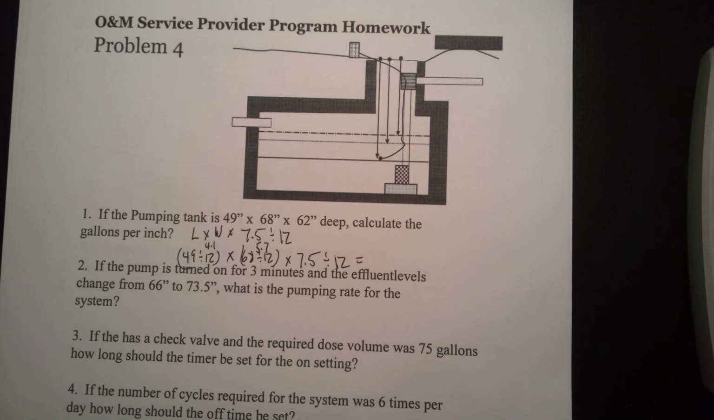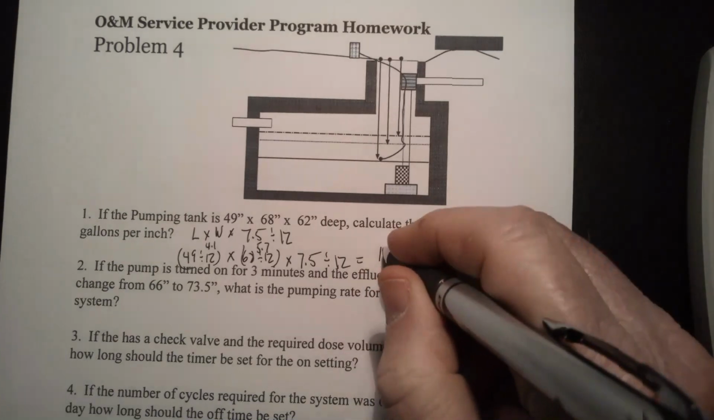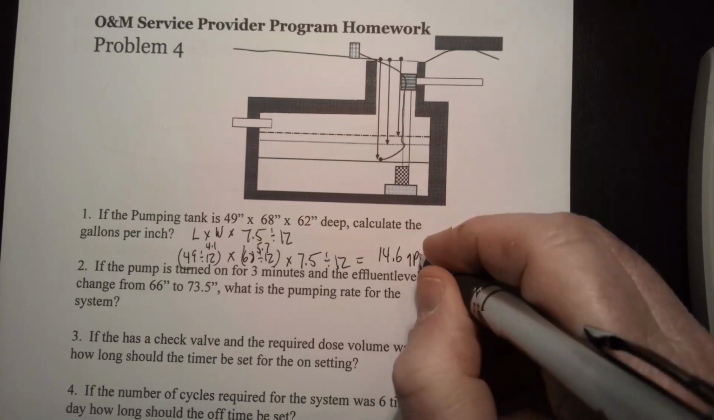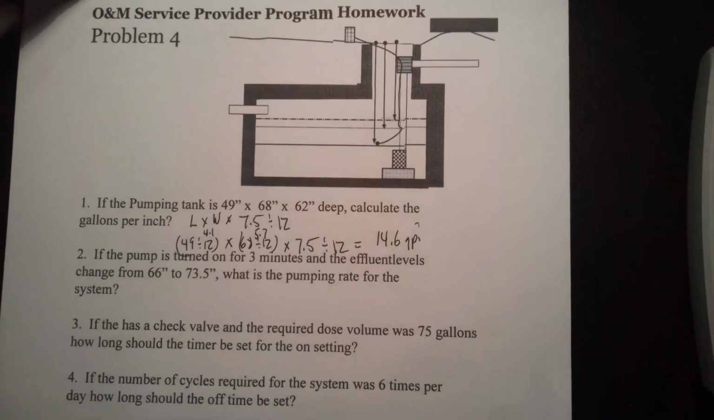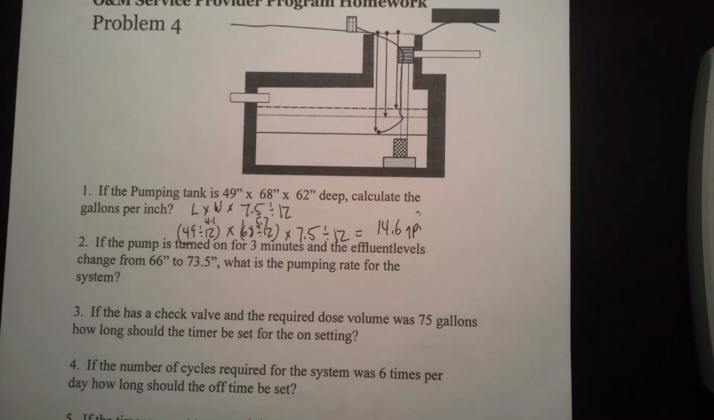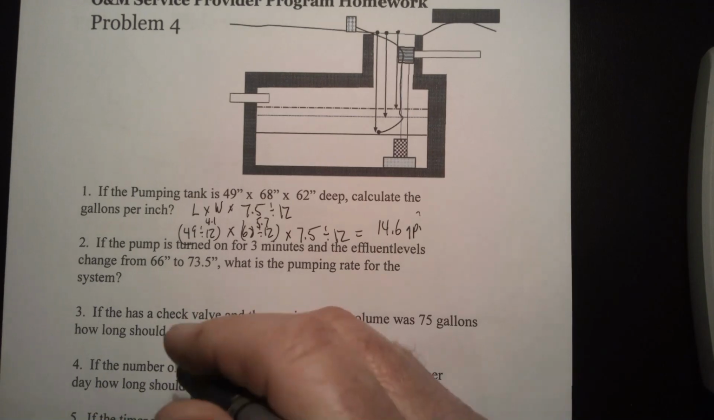I made a mistake there, so I'm going to go back and do it again. 4.1 times 5.7 times 7.5 divided by 12 equals 14.6 gallons per inch. If the pump is turned on for 3 minutes and the effluent levels change from 66 to 73, what is the pumping rate?